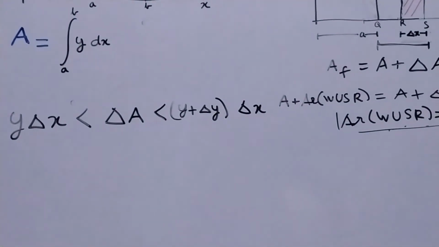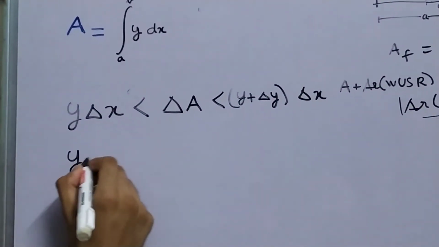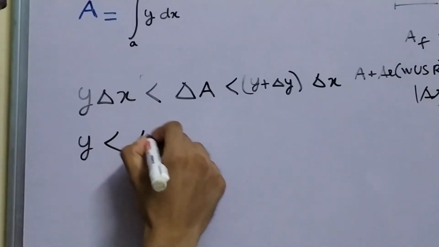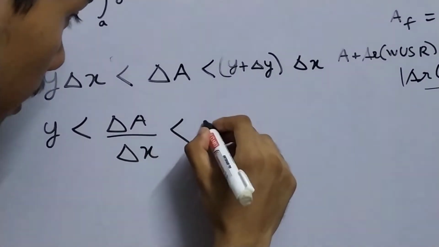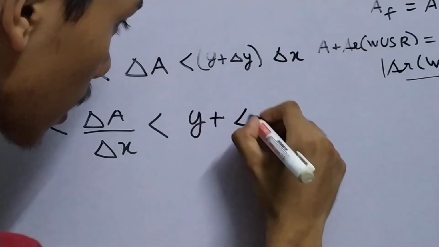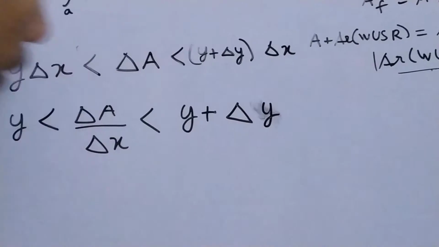Now we divide throughout by delta x, so you get y less than delta A by delta x, which is less than y plus delta y.